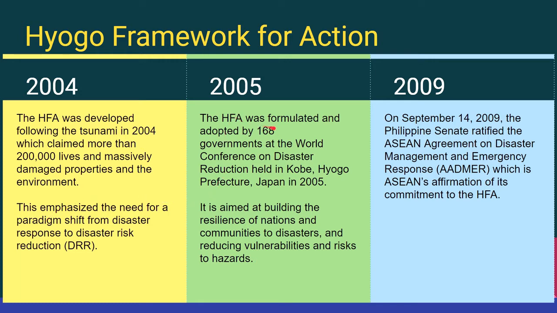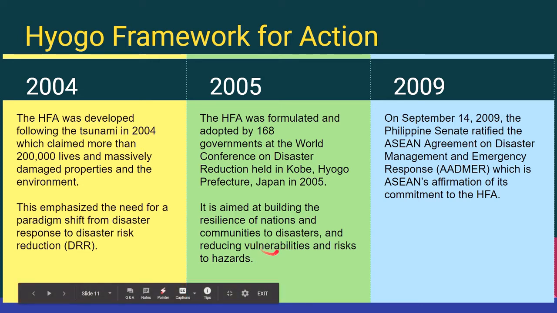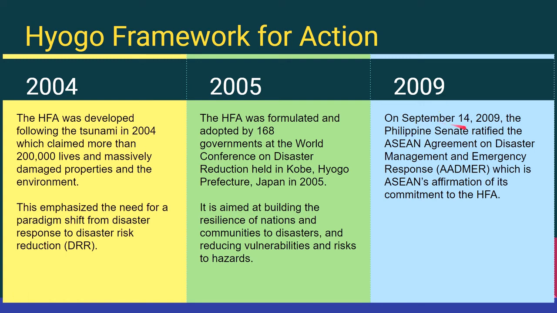So the HFA was formulated by 2005, adopted by 168 governments in the World Conference on Disaster Reduction in Kobe, Japan, 2005. It is aimed at building the resilience of nations, reducing vulnerabilities, risk, and exposure to hazards. Then by 2009, the Philippine Senate ratified the ASEAN Agreement on Disaster Management and Emergency Response, which is the ASEAN's affirmation of its commitment to HFA. Okay.